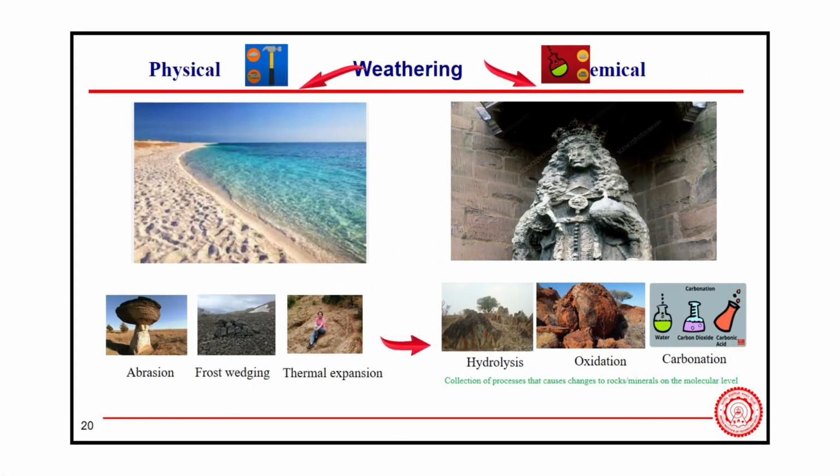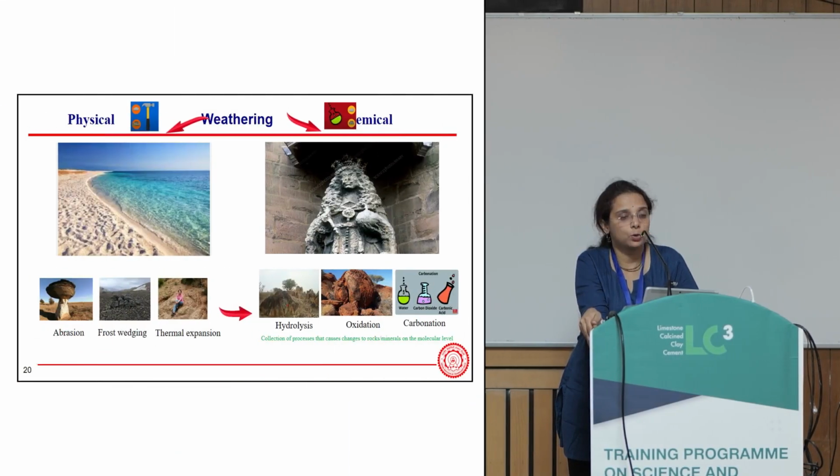Two processes are very important for the formation of clay minerals. One is physical weathering, another is chemical weathering. Towards the top left you can see the sandy beaches which we see today. They were once quartz or feldspar. Due to weathering, they have been eroded by the action of streams or rivers and deposited at the site of deposition as clay or sand beds.